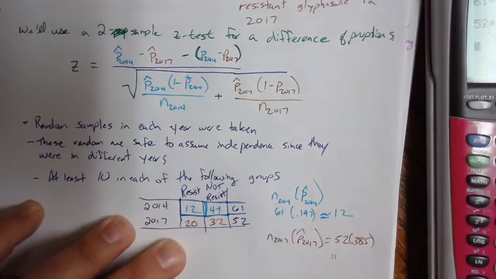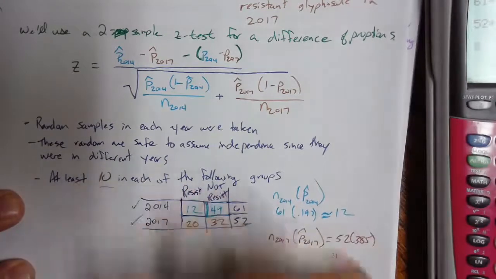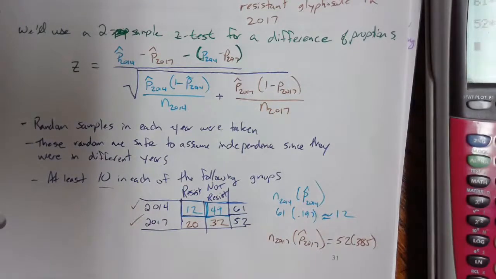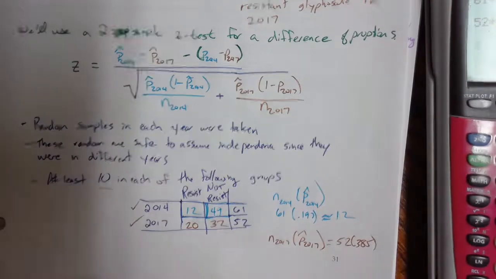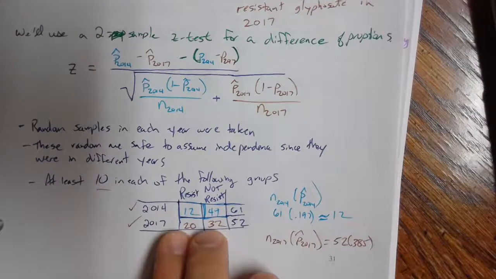And what we have to make sure is that we've got those met in this case, and we've shown the number of resistant and non-resistant plants. They're all greater than 10. But again, it's more than just checking a list and just saying, oh, we have to show the actual successes and failures in each of these groups here. So these are all large enough, so that condition is met.